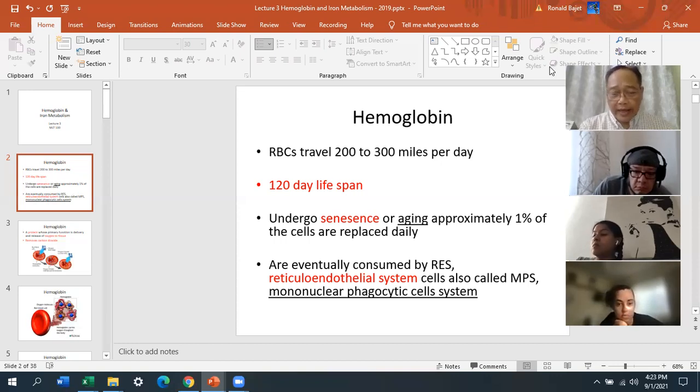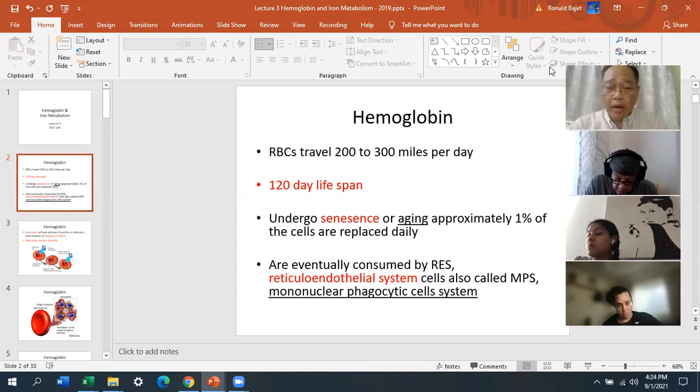Okay, so I have a lot of analogies too. One of the analogies I just mentioned is that the bone marrow is like a factory. At the end of senescence, the RBCs eventually are consumed by the RES, or the reticuloendothelial system. The reticuloendothelial system is also called the mononuclear phagocytic cell system, which consists of the monocytes.